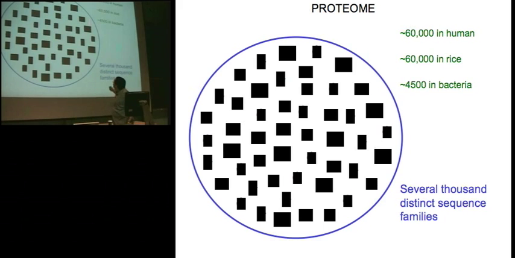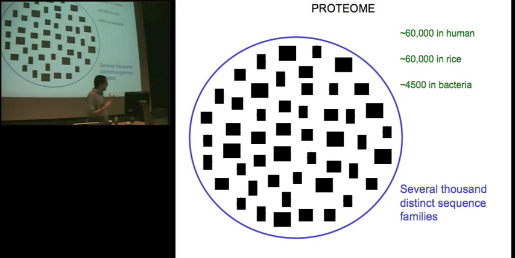So no matter what we do, why am I saying it's 400? Even though there are 60,000 in humans, 60,000 in rice, and even 4,000 in small bacteria, there are 400 because all of these proteins that are there together can be grouped into several thousand distinct sequence families. And this is where evolution comes into account. So everything evolved from something else.